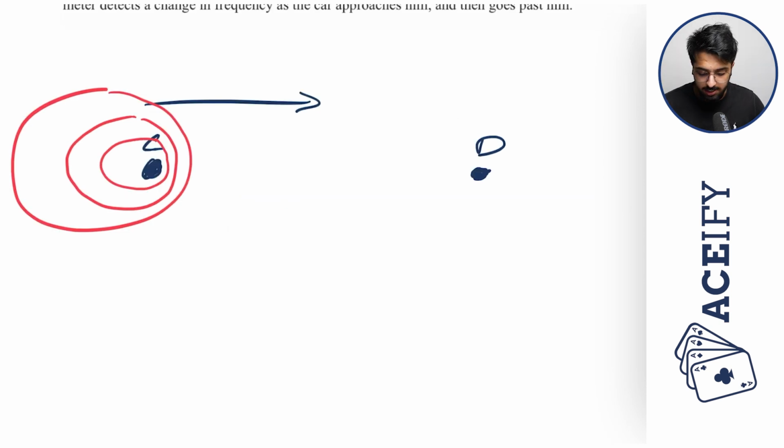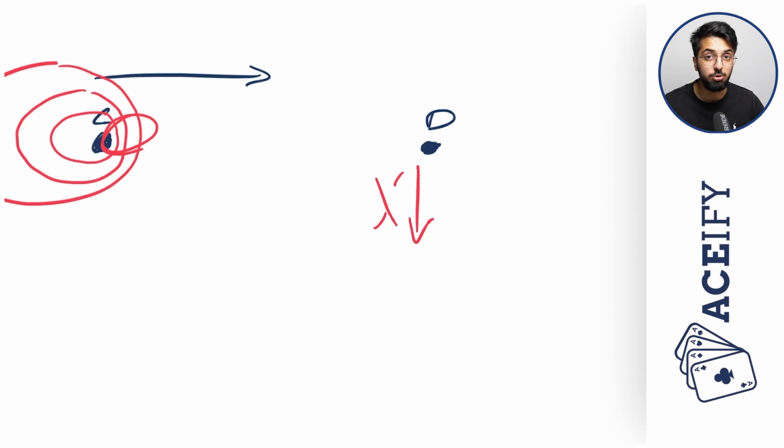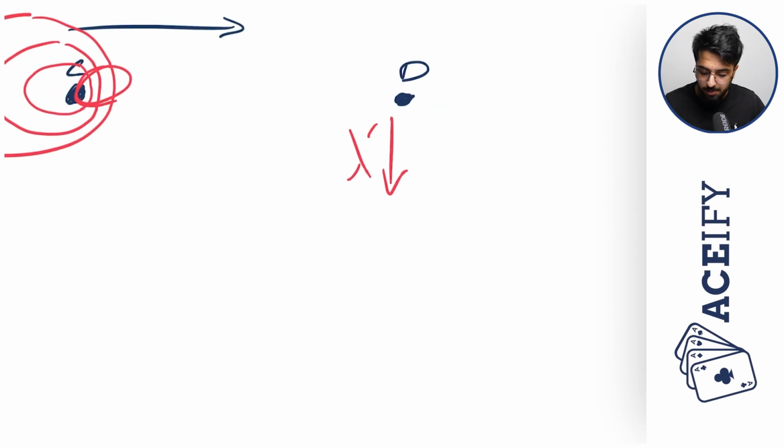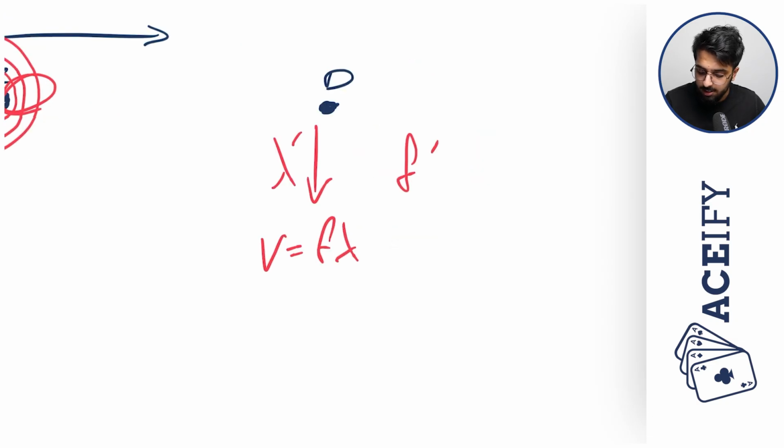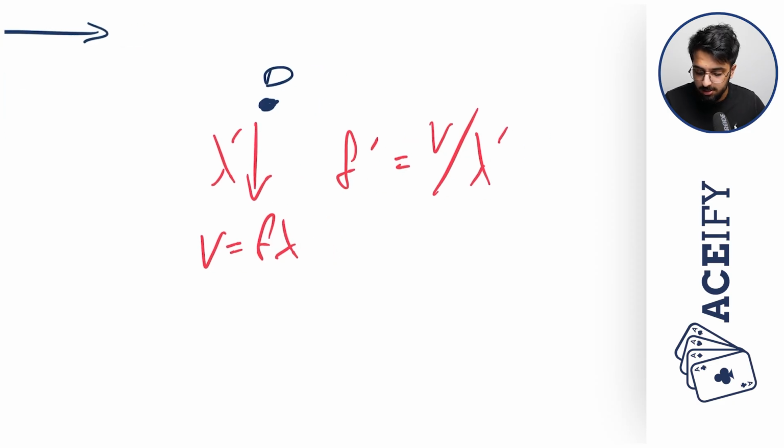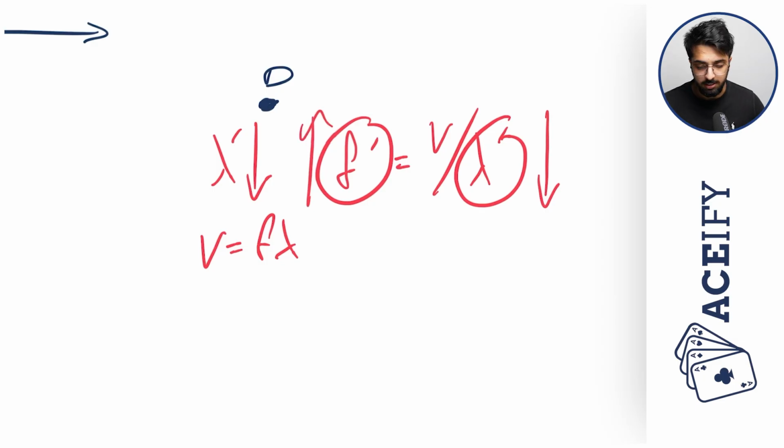And so when these wavefronts reach Dave, he is going to perceive a shorter wavelength, and we can call that λ'. This is the wavelength that he perceives, and it is shorter compared to the true wavelength. Because v = fλ, his perceived frequency is equal to the velocity of the wave divided by the perceived wavelength. Because his perceived wavelength has decreased and the velocity of the wave has not changed, he is going to perceive a higher frequency compared to the source.